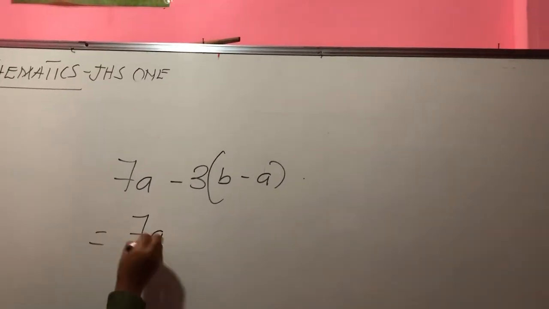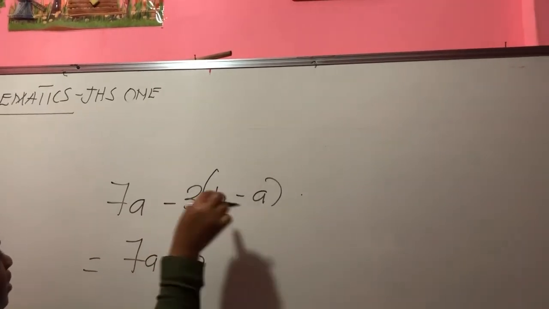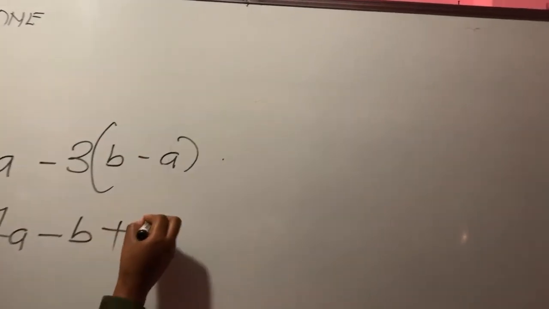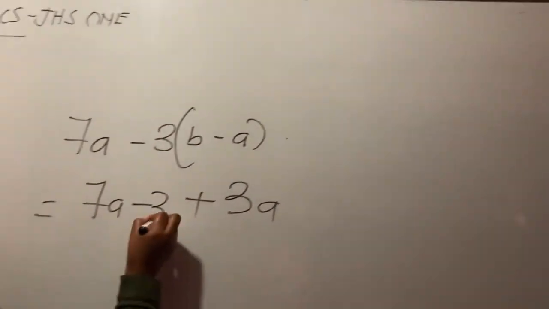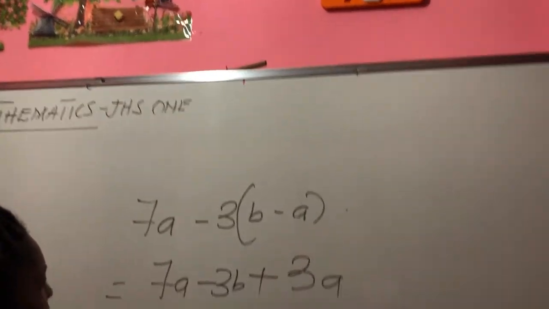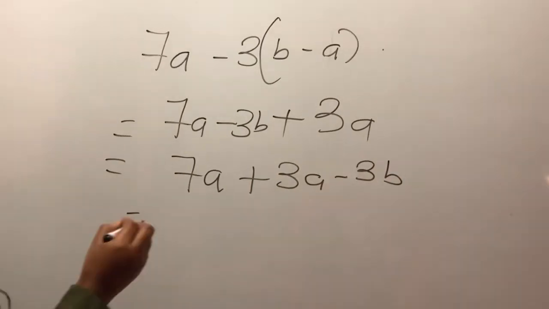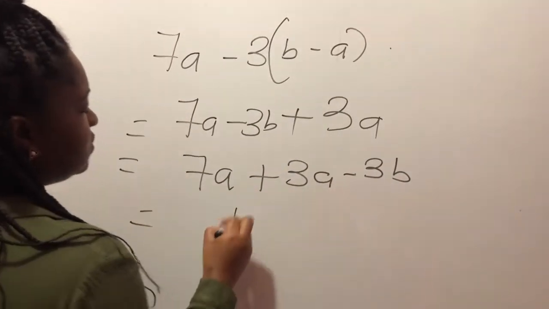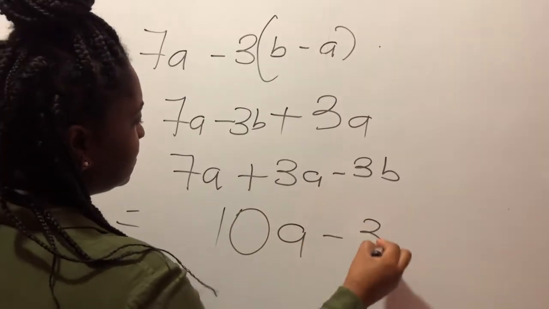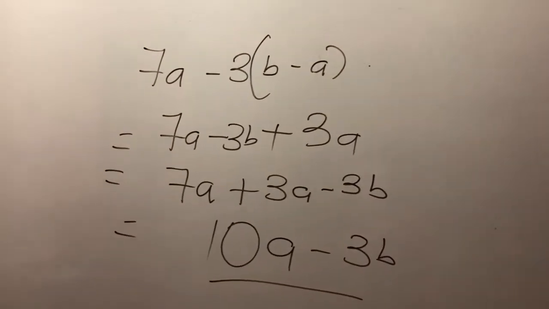Alright, so 7a comes down. And 3 is opening the bracket. So you have a minus 3b. 3 times this one will give us a positive 3a. Okay, now what do we do here? We group like terms, right? So 7a plus 3a minus 3b. So what do we have? This is giving us 10a, and this one is giving us a minus 3b. So that is our final answer.